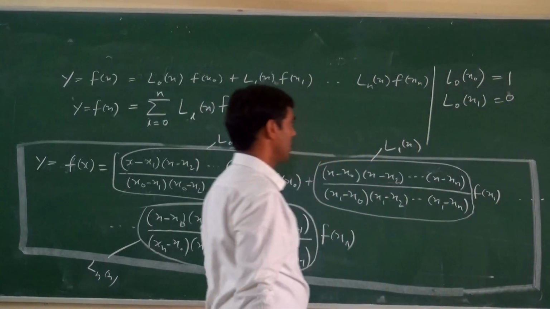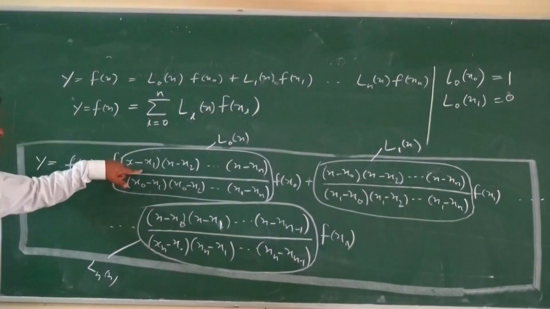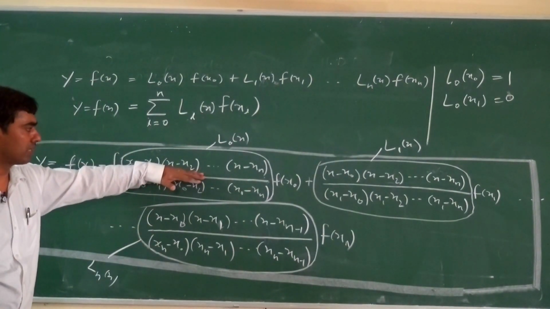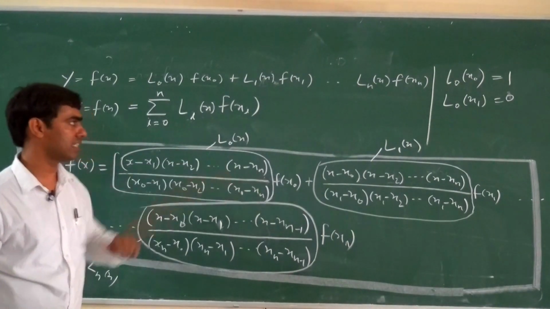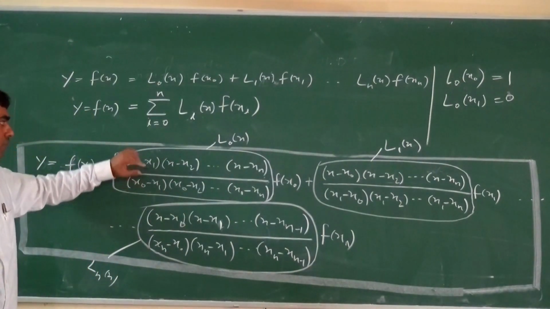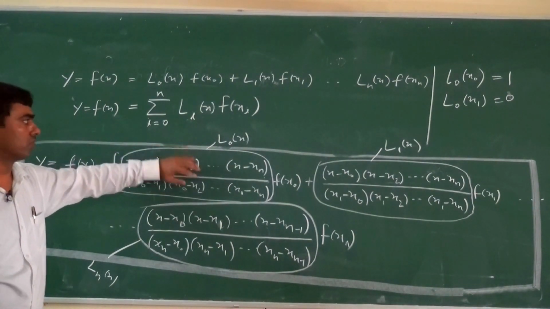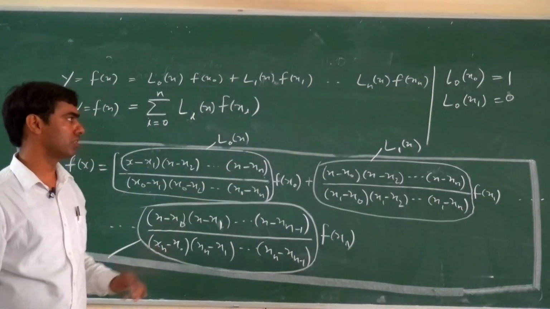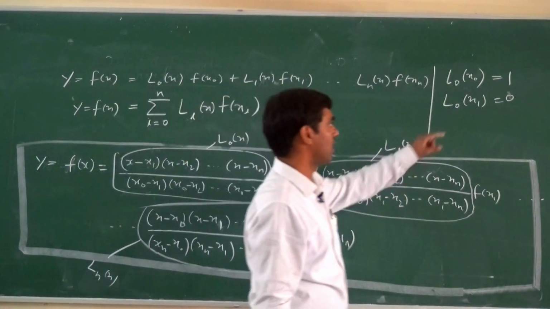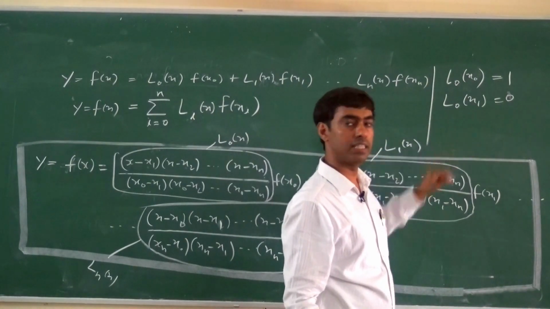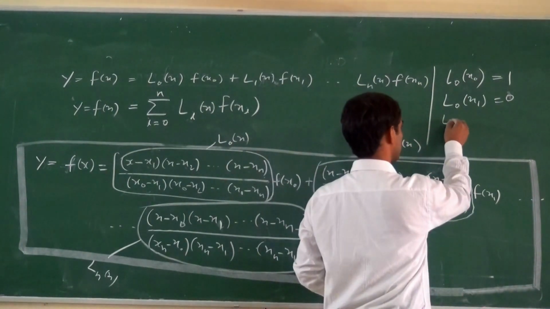So for all other values, because this one is a multiple of x minus x1, this one is a multiple of x minus x2, this one is a multiple of x minus xn. So if you put x equal x1, this term becomes 0. x equal x2, then this term also becomes 0. x equal xn, then this term becomes 0. So other than x0, if you put x1, x2 up to xn, all other values become 0.